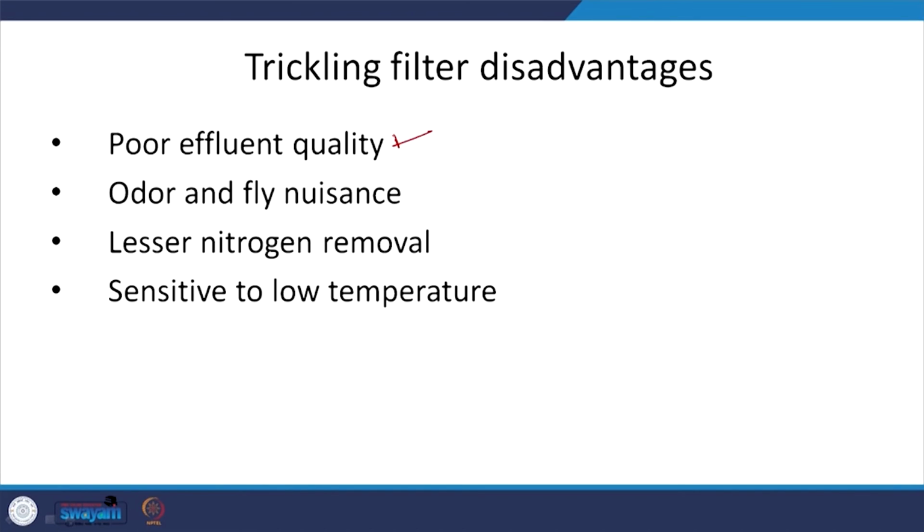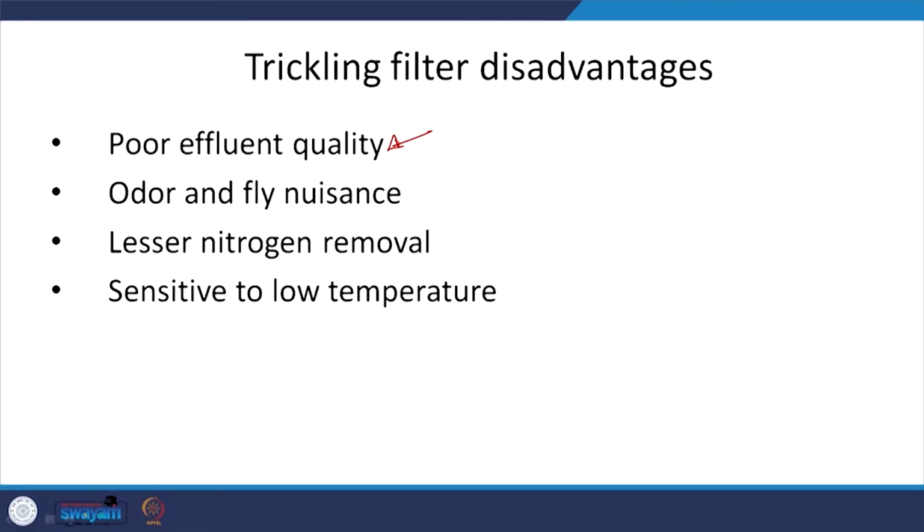Obviously, depending upon how much biomass I have within a unit volume, that will tell me how efficient the degradation of organics will be. Since I am assuming relatively less biomass or microorganisms per unit volume, you are going to have relatively poorer effluent quality. Obviously, odor will be an issue. Sometimes you can have anaerobic removal, especially within the relevant biofilm. So, odor can be an issue, and obviously fly nuisance.